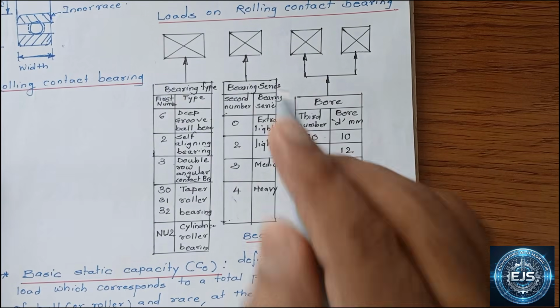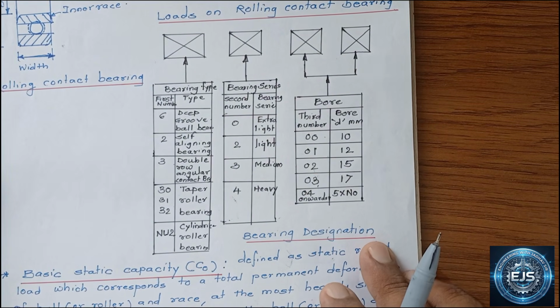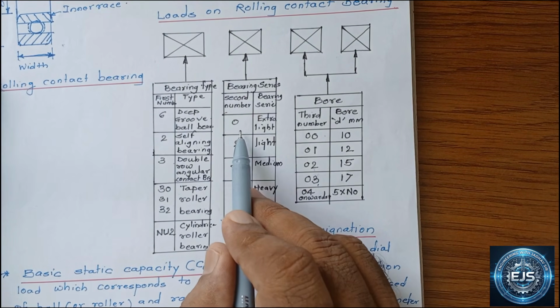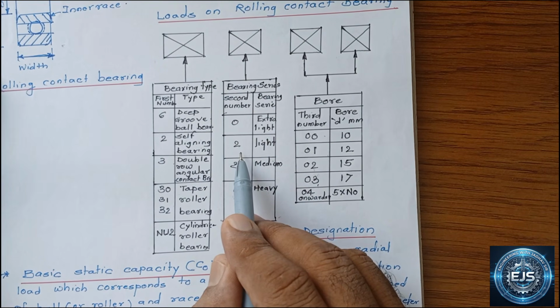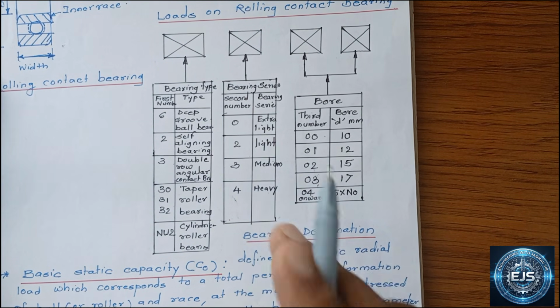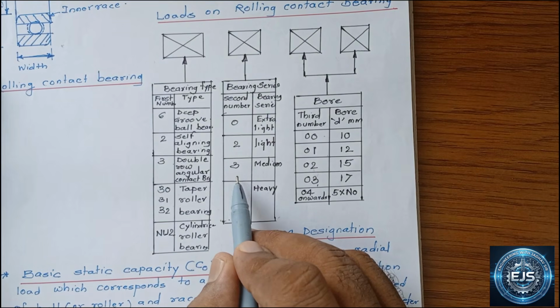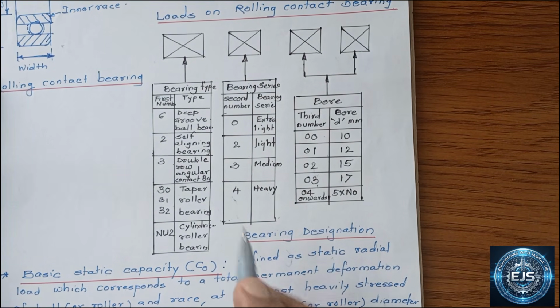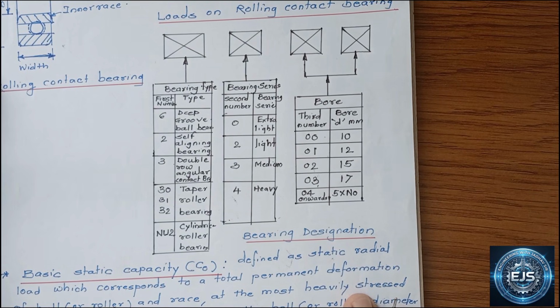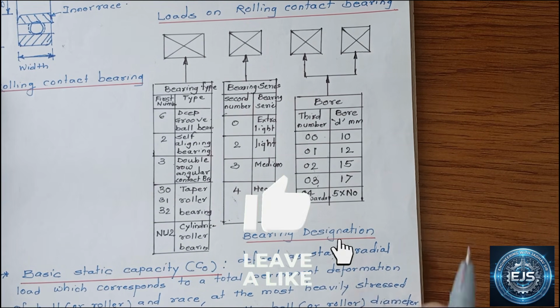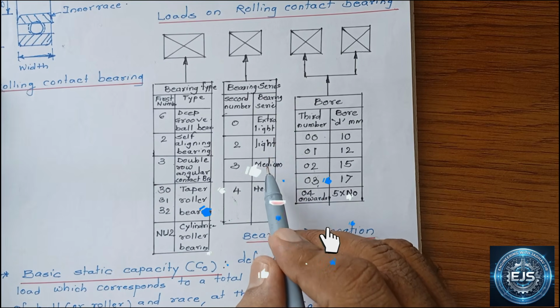In the designation, the second number indicates the bearing series. So if the second number is 0, then it indicates extra light series. Then if number is 2, it indicates a light series. 3 indicates medium series, and if it is 4, it indicates the heavy series. So for the same ID, the bearings may be of extra light series, medium series, or heavy series.